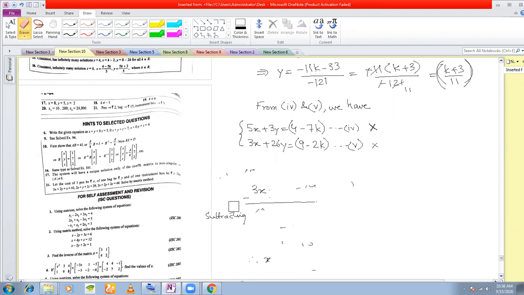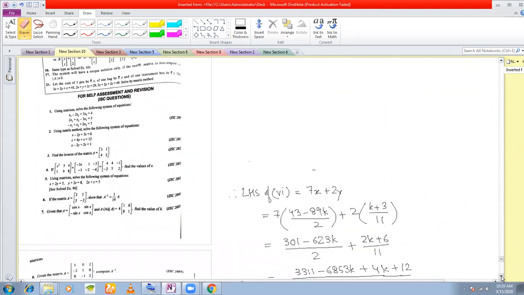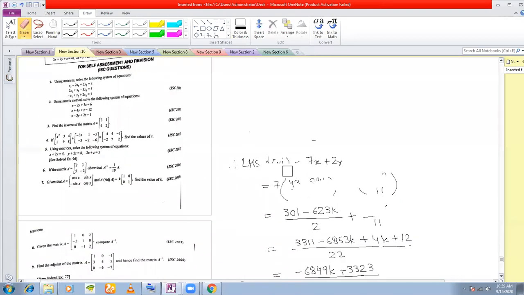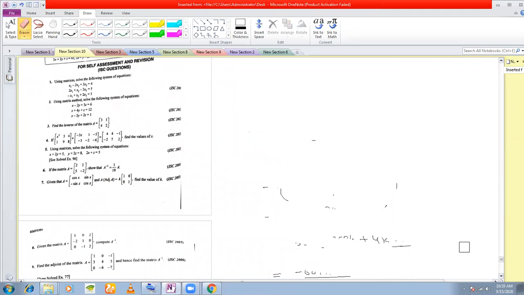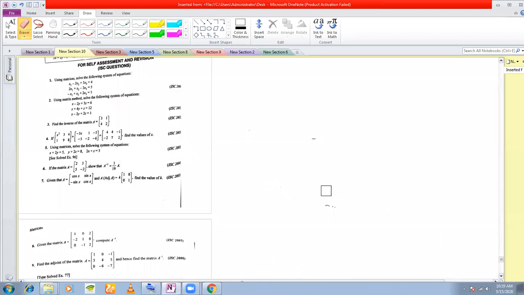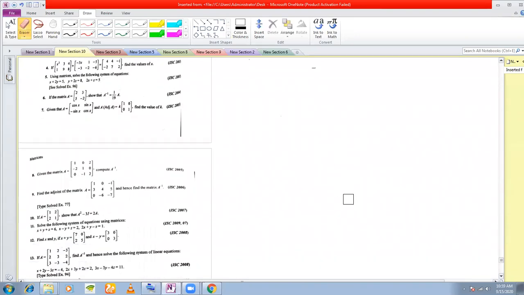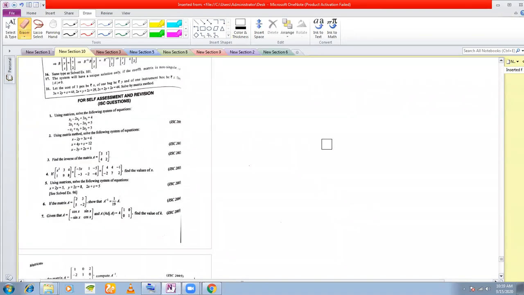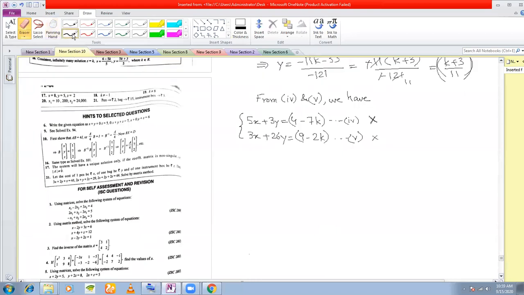3 and 5, x will cancel. 3 and 5. It will become 25, 15, 15x, it will cancel each other. No, why should I cancel x? I have already found y, because I want to find out x. Y should cancel actually. I've already found out y, isn't it? So now I want to find out x.